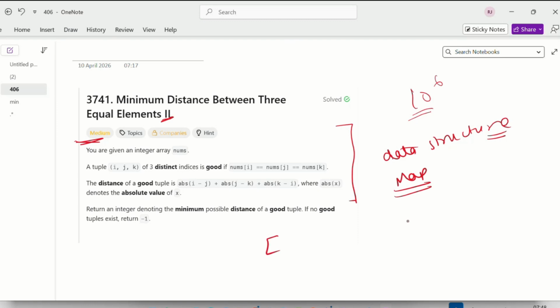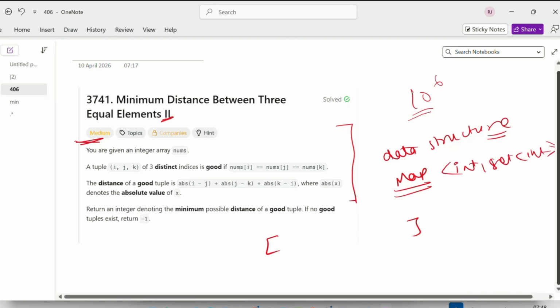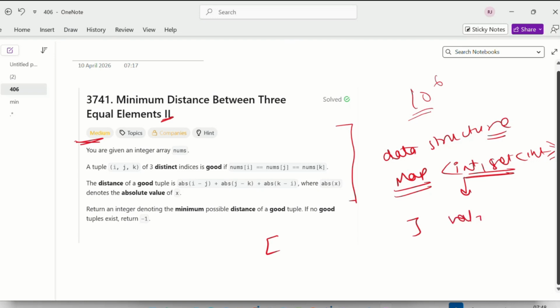How we will create the map: int comma set of int. Why do we use int comma set of int in this map? Because int will represent the value which equals nums of i or nums of j or nums of k. It will represent the value at that index of the array, and this set of int will represent the indices. Since we need to find distinct indices, that's why we have used set of int. And there is one more quality of using this set of int.